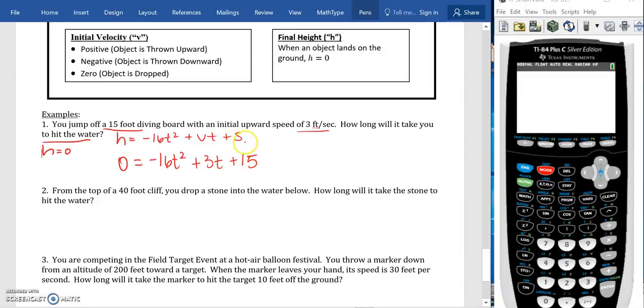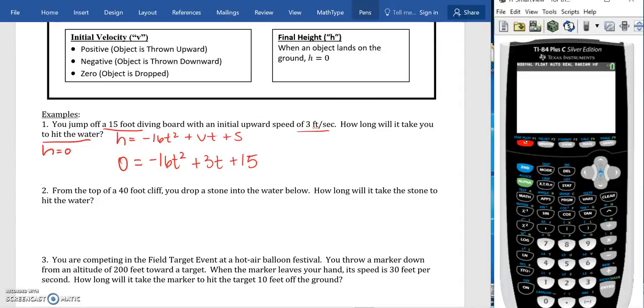Again, remember s is the initial height. So we started at a 15-foot diving board. We had an initial upward velocity of 3 feet per second, so velocity is positive because we're going up. And then how long does it take to hit the ground? At 0. So we could use the quadratic formula, or we could complete the square. Don't think this is going to factor, but for today we're going to reinforce the idea of graphing.